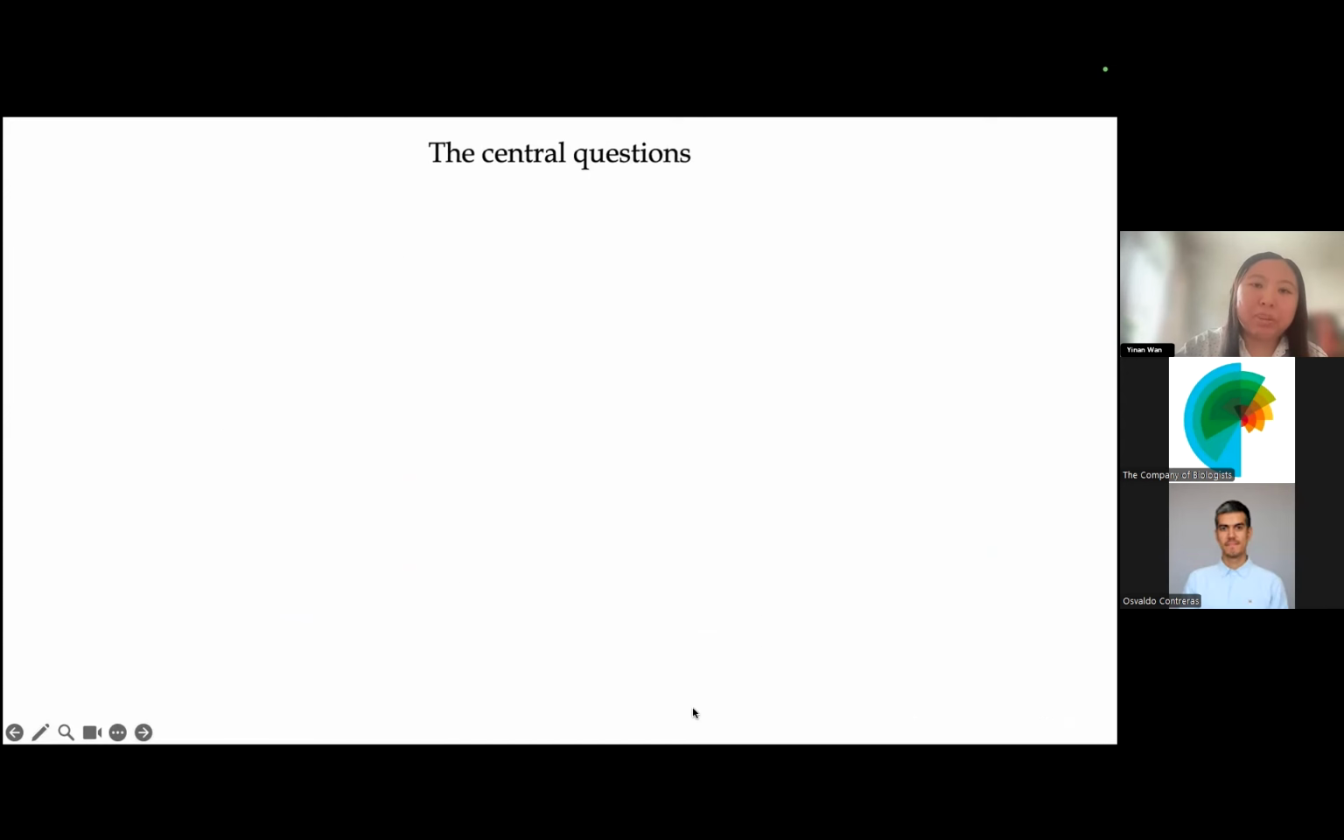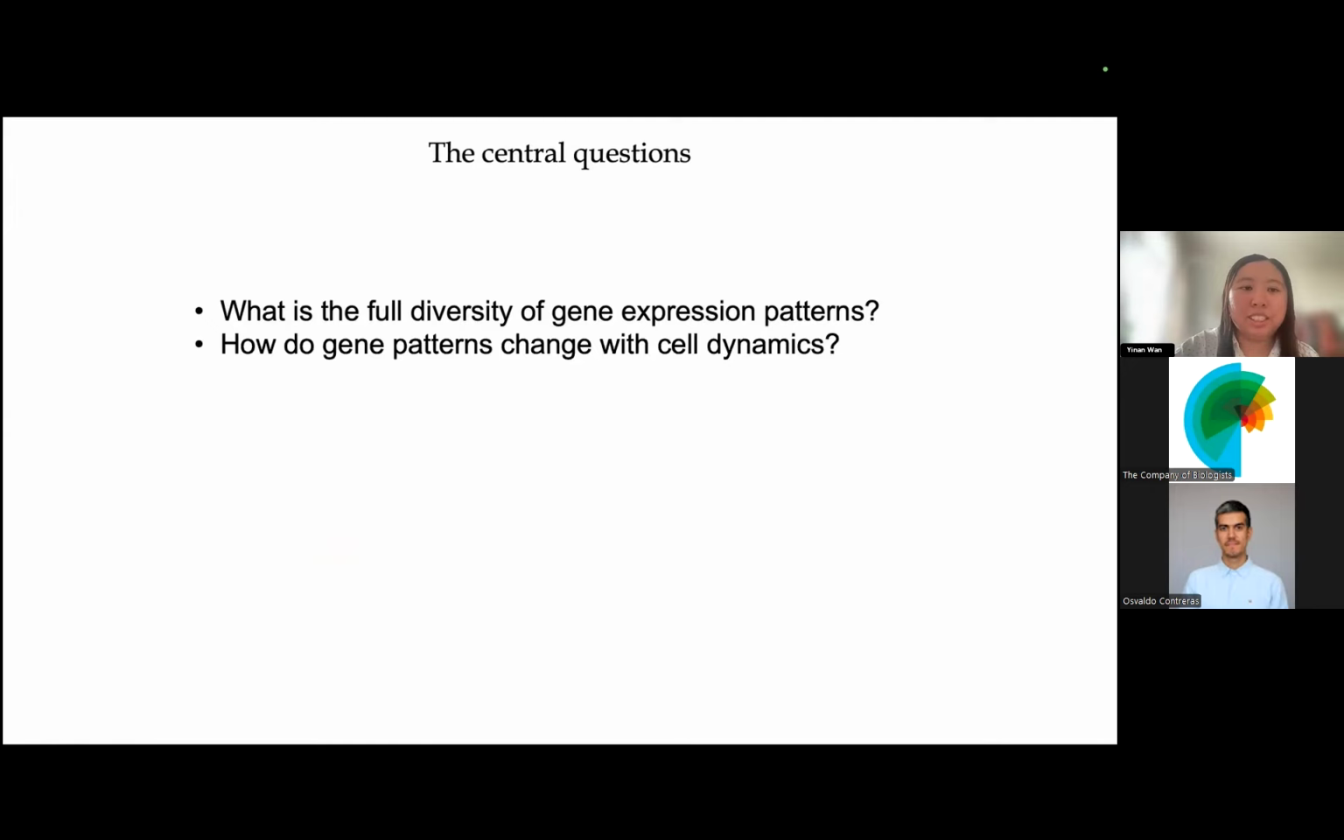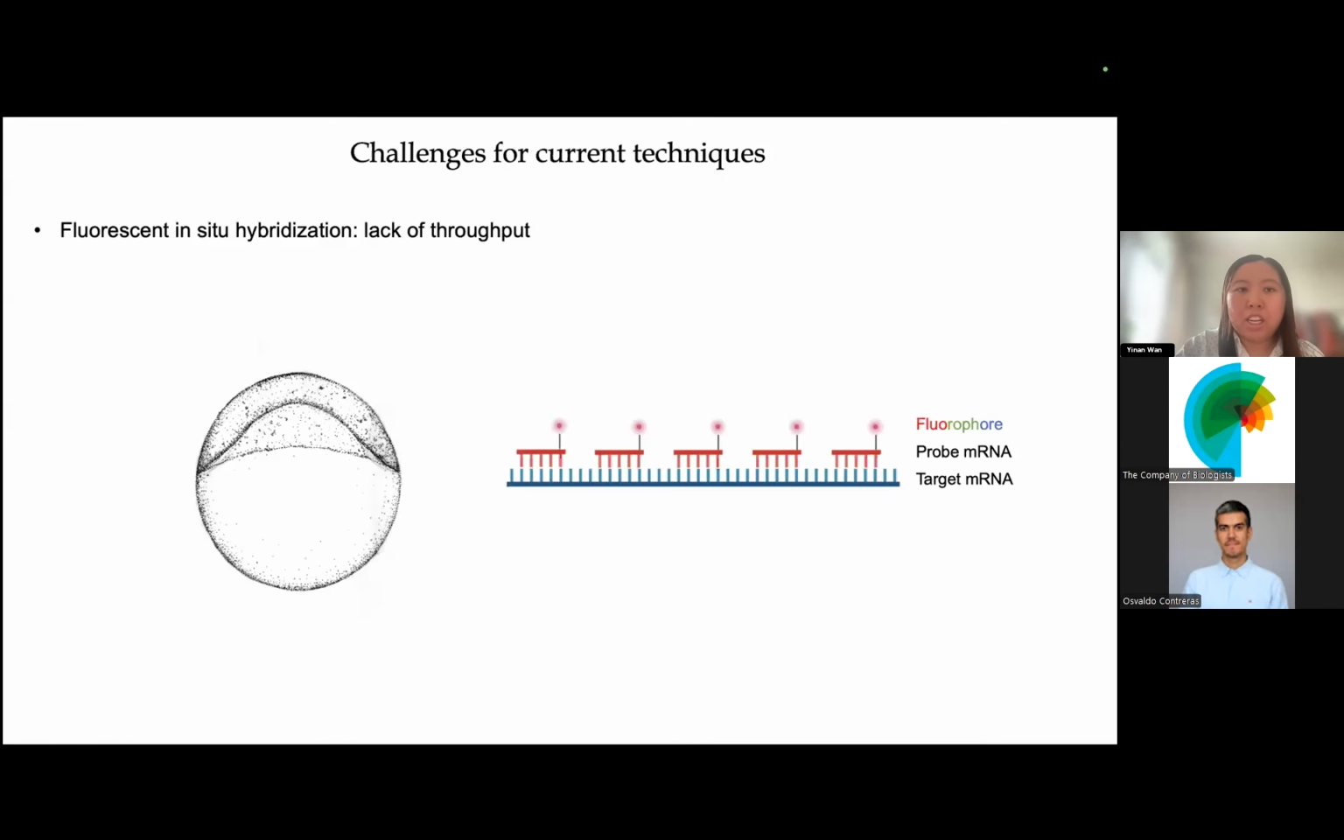Critical questions remain unsolved. For example, what is the full diversity of gene expression? How do gene patterns change with cell dynamics? And how do tissue boundaries robustly form? To answer these questions, we really need a technique that is capable of profiling many, many genes in intact embryos. But the first challenge we face is a technical one.